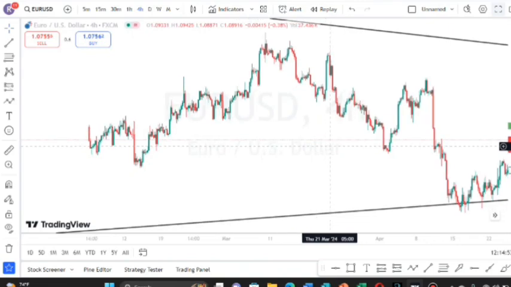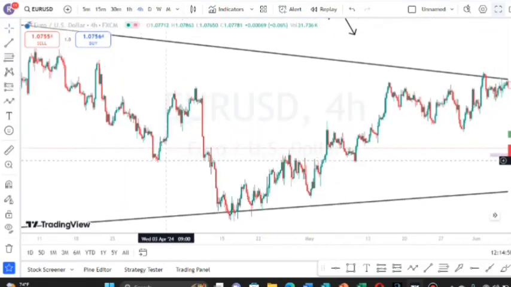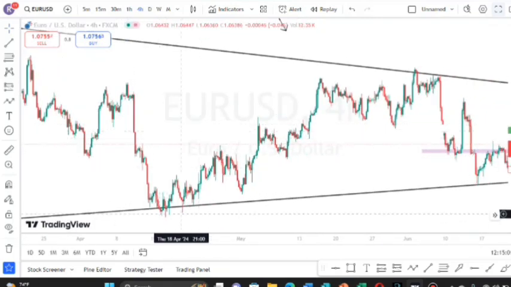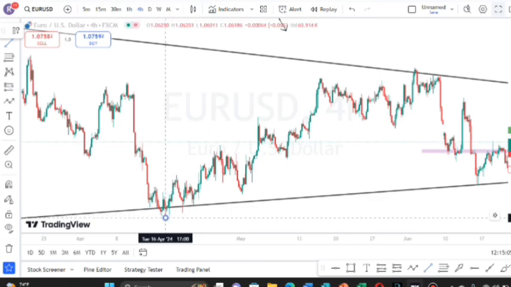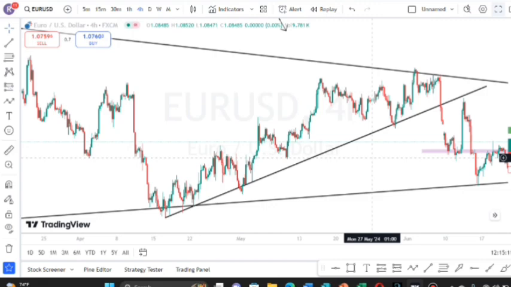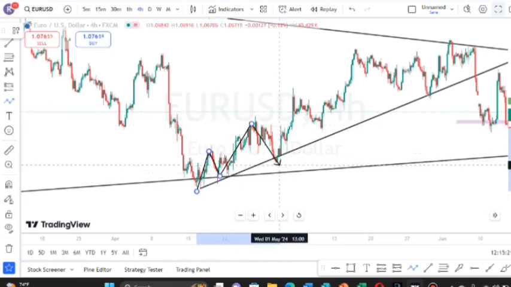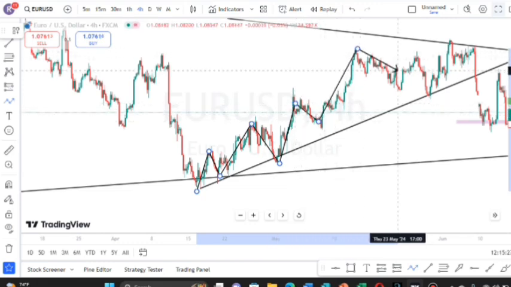So this is EUR/USD. As you can see from this point here, the market was moving in an uptrend, forming higher highs and higher lows. Let me show you. The market moved like this: it formed this higher low, higher high, higher low, higher high, higher low, higher high, higher low, higher high, higher low, then a higher high.